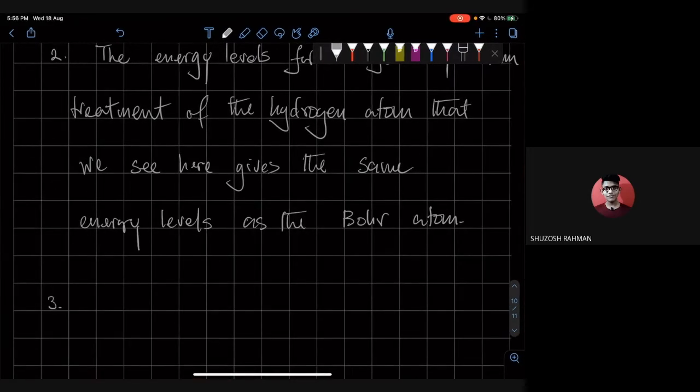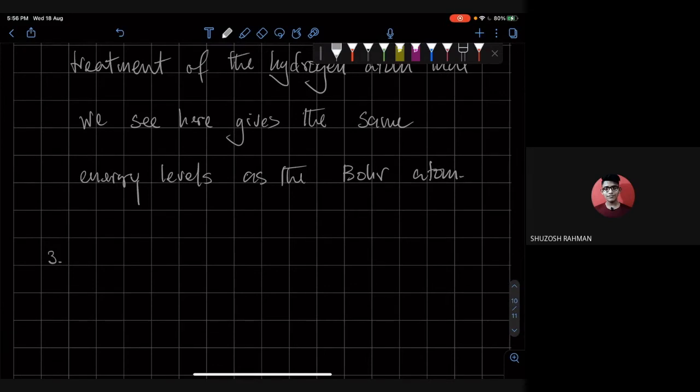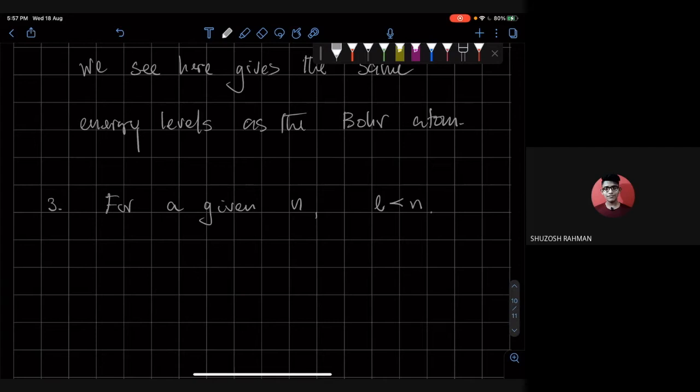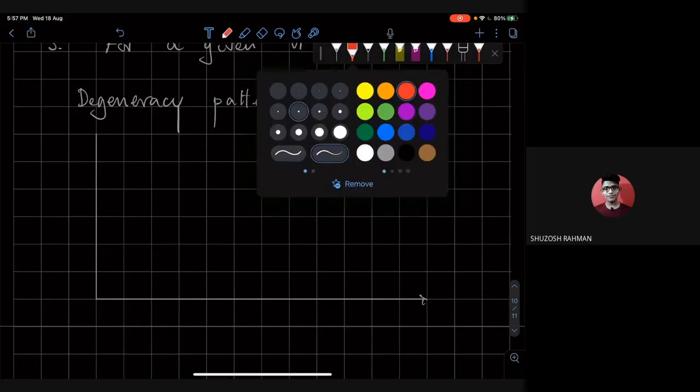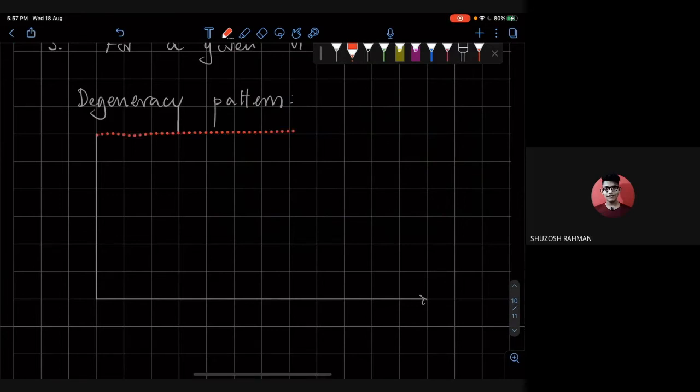Okay, number three is, for a given n, L is less than n. And this leads to the following degeneracy pattern of the energy levels. So I'm going to draw a picture. On the y-axis is the energy. On the x-axis is angular momentum.